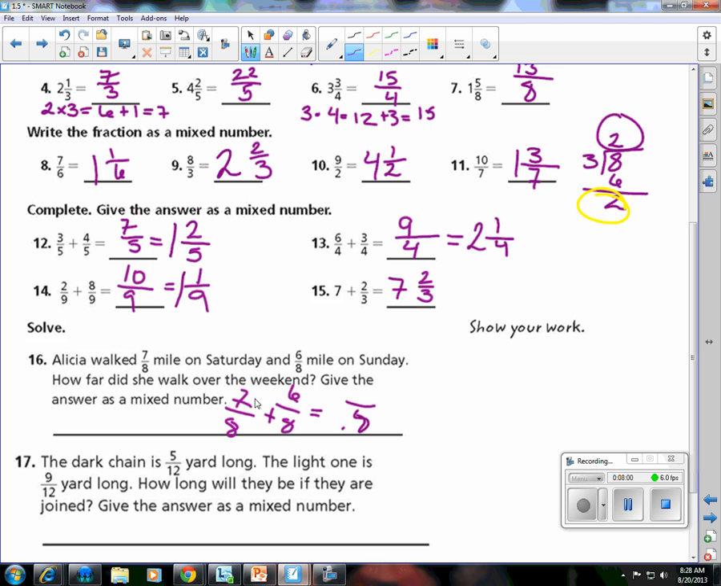Okay, 7 plus 6 is 13. How many 8's can I take out of that 13? Well, 1. So 1. What's left over? 5. So 5/8, right? 1 5/8. And then I need to label my units because otherwise I don't know what it is. So 1 5/8 miles. And that would be my answer.